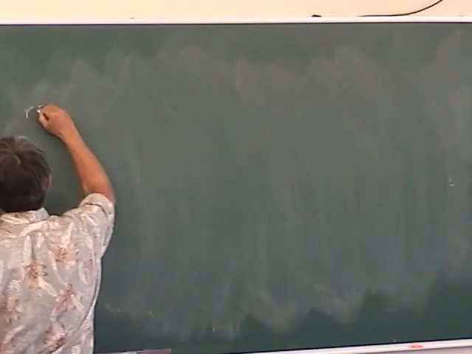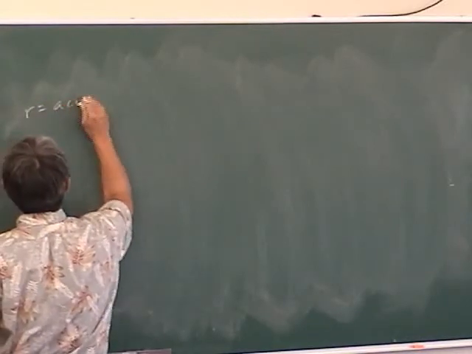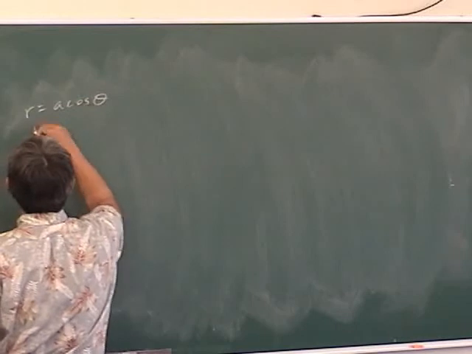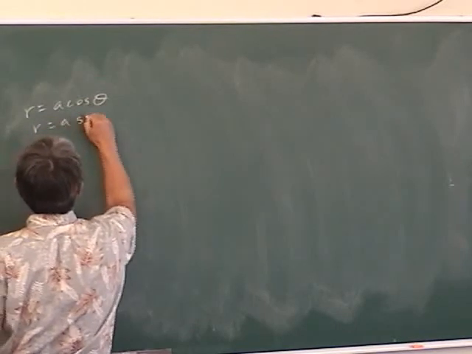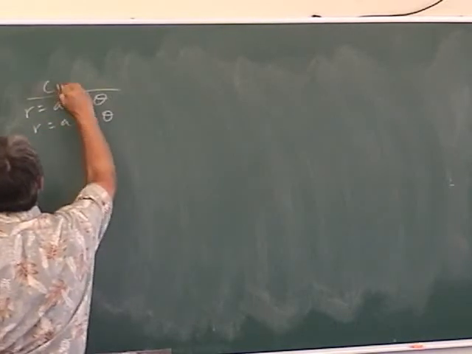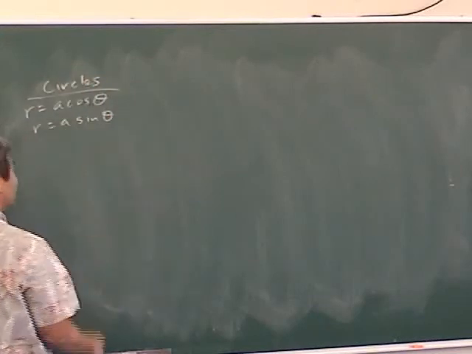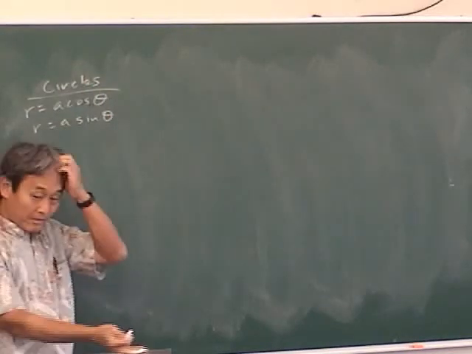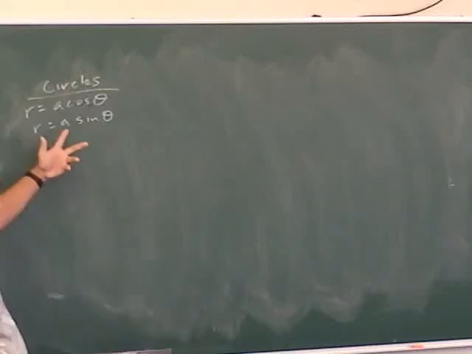First one. R equals a number cosine theta, or R equals a number sine theta. These are circles. In fact, in last night's homework, you had problems like this where you had to convert it into rectangular, right? But that takes kind of long.